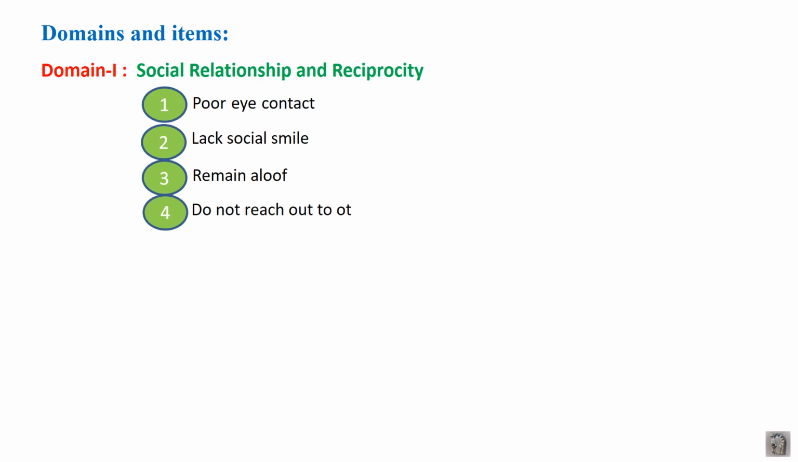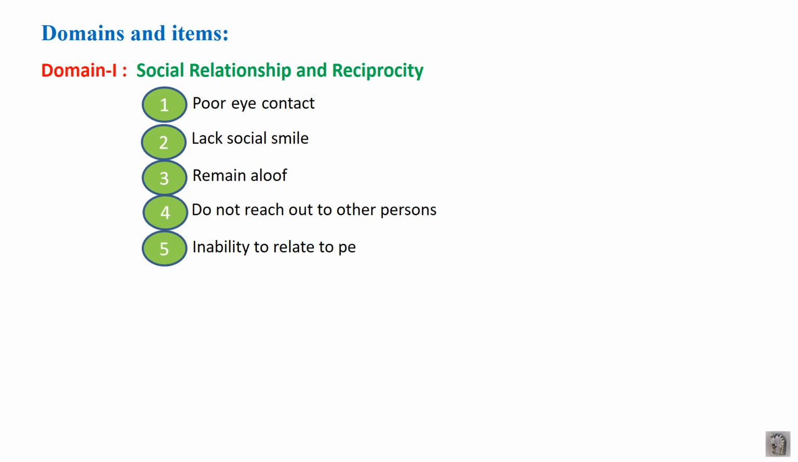Number 4 is does not reach out to other persons. Yes, children with autism do not react or interact with other people, so they do not reach out to people. What you have to do is check whether the individual with autism takes any initiative to elicit a response or reaction, so that you can understand whether he reacts to the other person or not.